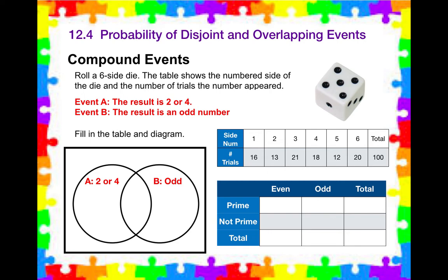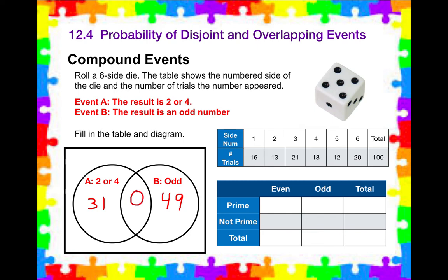The number of 2 or 4 is going to be 31. We just add 13 and 18. The number of odd is going to be 1, 3, and 5. So we add the 16, 21, and 12, and we get 49. And the number that are both 2 or 4 and odd is 0.